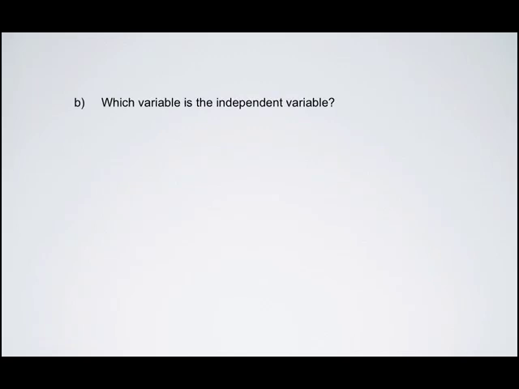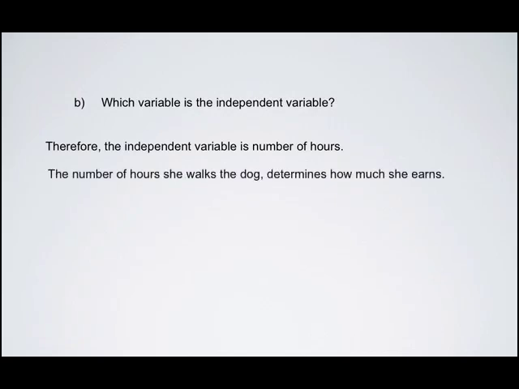Which variable is the independent variable? Well, the independent variable is the number of hours. The number of hours she walks the dog determines how much money she earns. Therefore, the number of hours is the independent variable.